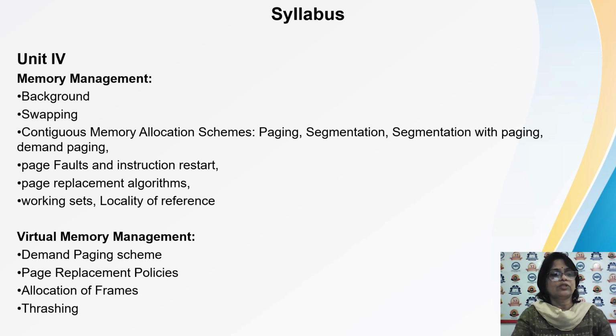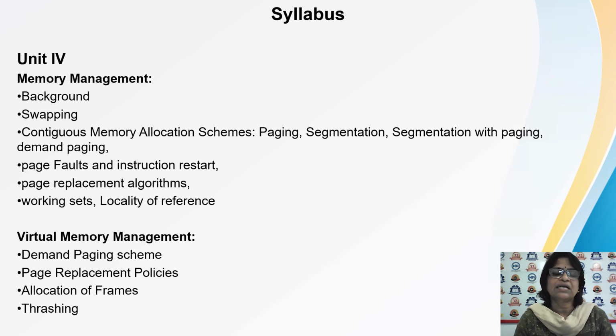Then unit 4. As we have seen, a CPU can be shared by more than one process in the system. Similarly, when we are talking about multi-programming and we want more than one program in the main memory simultaneously, then that memory must be protected. The protection is necessary, and there must be some way of managing the memory.